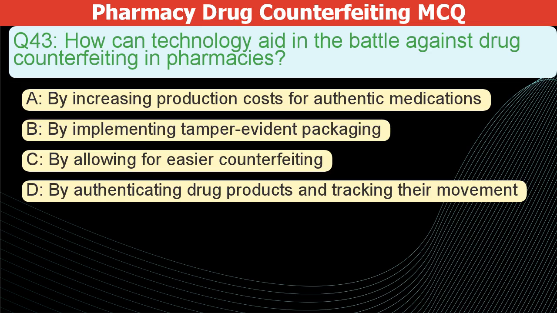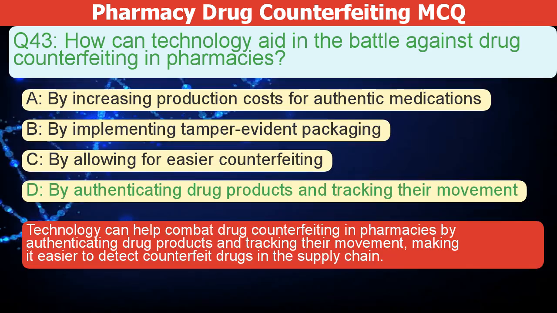How can technology help fight fake drugs in pharmacies? A. By making real drugs more expensive to produce. B. By using packaging that's hard to tamper with. C. By making it easier to make fake drugs. D. By verifying drugs and tracking where they go. The correct answer is D. Technology can help combat drug counterfeiting in pharmacies by authenticating drug products and tracking their movement, making it easier to detect counterfeit drugs in the supply chain.